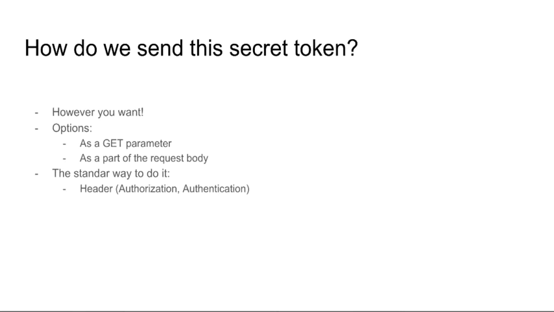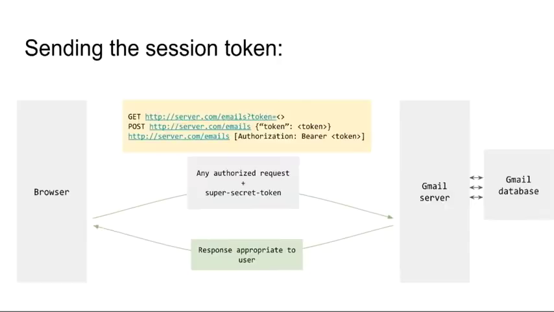For example, we can send it as a get parameter, we can send the token as a part of the request body. The standard way to do it is to send it as a HTTP header, what is called an authorization header. So let's see what this looks like. When the browser is now making a request to the Gmail server, it's making an authorized request. It might be making an API request, or it might be making a request for a page. So there are many different ways that the token can be sent.